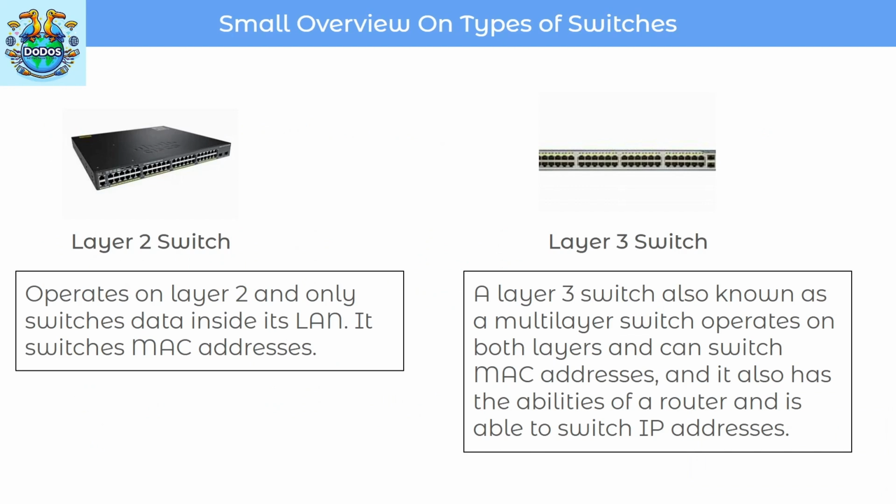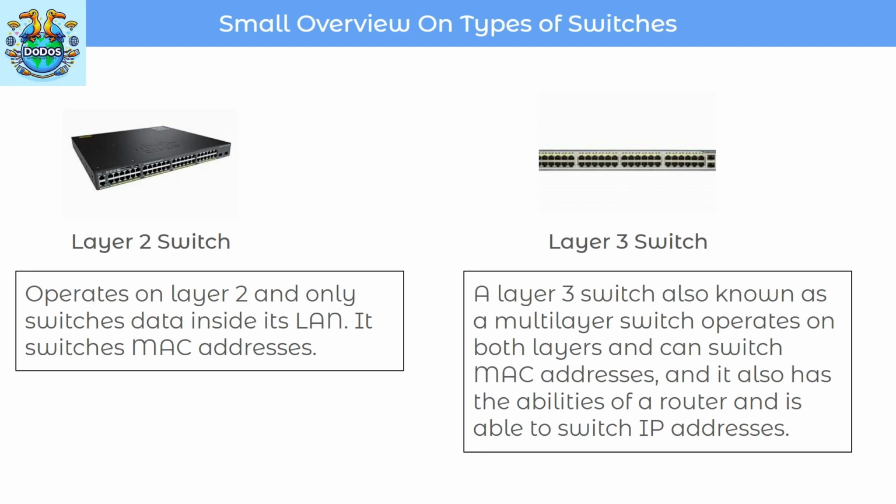So here's a small overview of the types of switches I wanted to cover. Layer 2 switches operate only on layer 2, which is part of the OSI model, and we'll cover that soon. Basically it switches only within its LAN, and it switches MAC addresses, which are layer 2 addresses. It can only go through its network. It can't go to the internet or other networks.